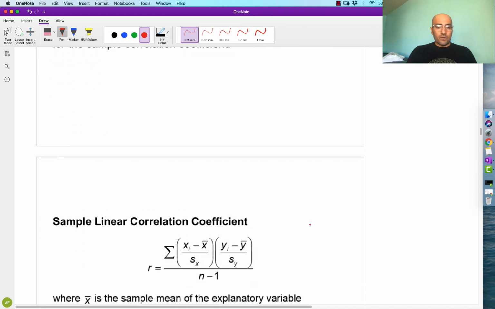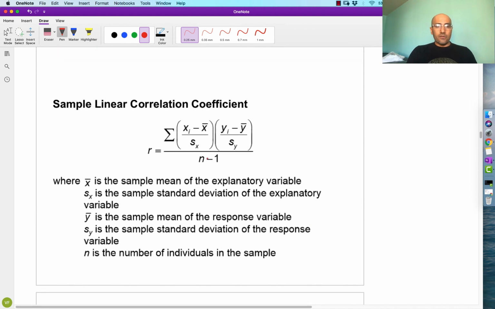Okay, so here's the equation. R is equal to the sum of the product of these two things: x sub i minus x bar over s sub x, times y sub i minus y bar over s sub y. And the whole thing gets divided by n minus 1.